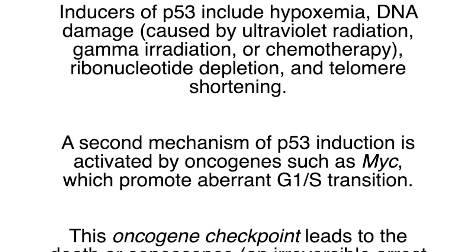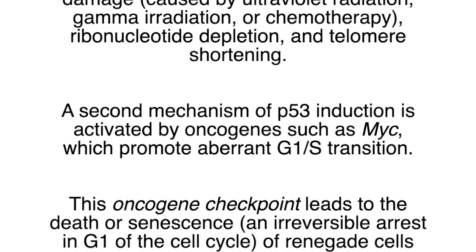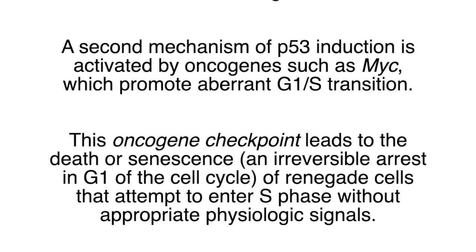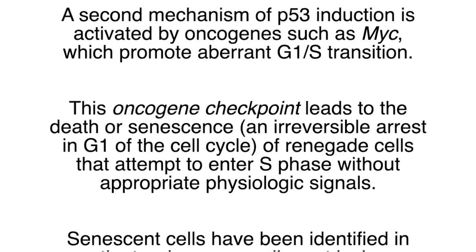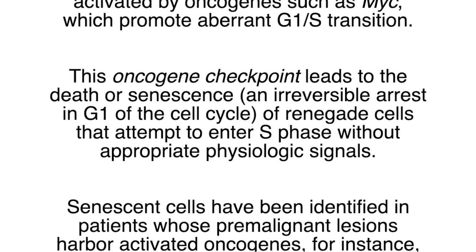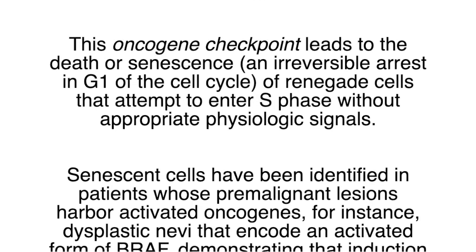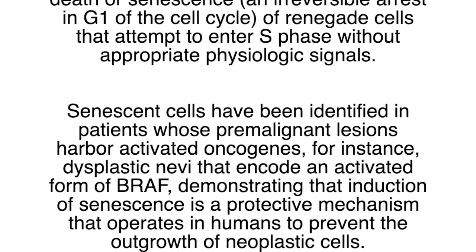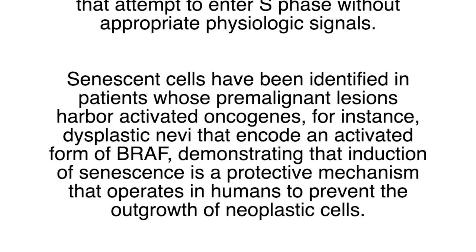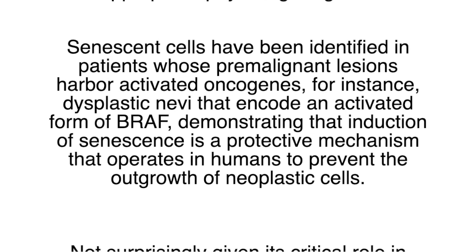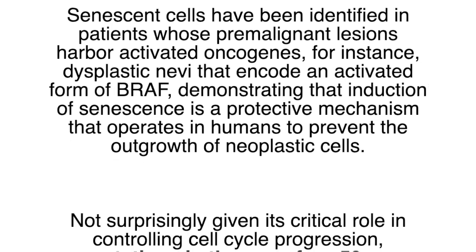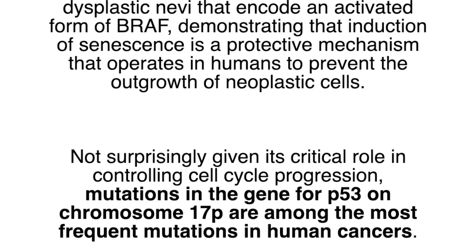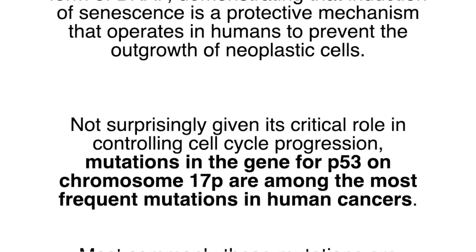A second mechanism of P53 induction is activated by oncogenes such as MYC, which promotes aberrant G1S transition. This oncogene checkpoint leads to the death or senescence, an irreversible arrest in G1 of the cell cycle, of renegade cells that attempt to enter S phase without appropriate physiologic signals. Senescent cells have been identified in patients whose pre-malignant lesions harbor activated oncogenes, for instance, dysplastic nevi that encode an activated form of BRAF, demonstrating that induction of senescence is a protective mechanism that operates in humans to prevent the outgrowth of neoplastic cells.